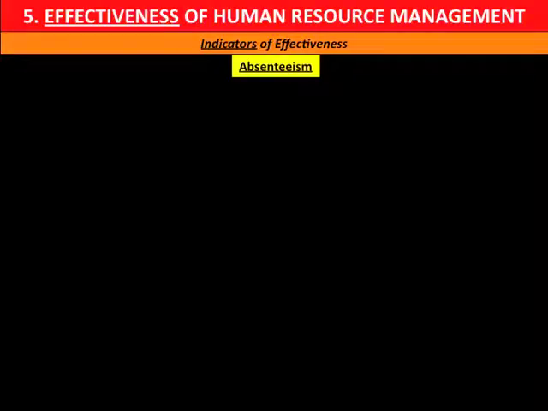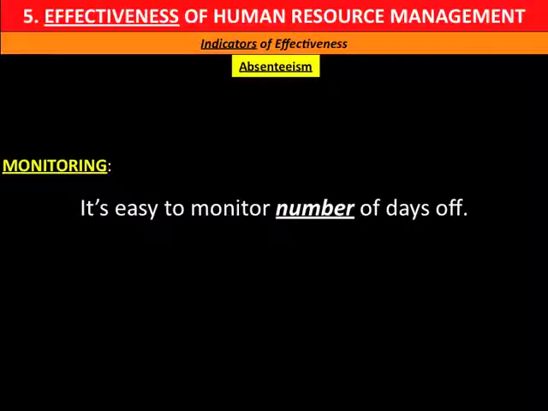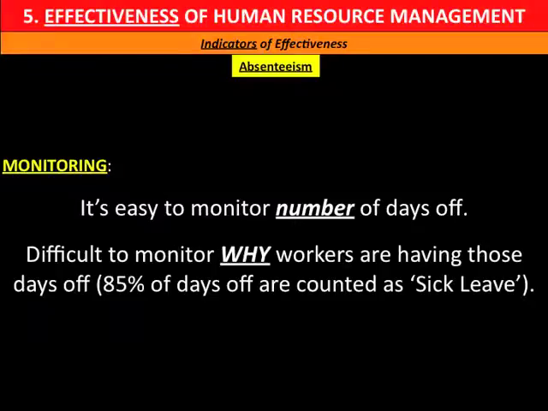Absenteeism is about how many days workers are having off, and it's really easy to monitor because you can monitor the number of days off. But really, we're not seeing whether these workers are really sick or not. 85% of workers taking a day off are going to say that it's sick leave. So if 85% of the days are counted as sick leave, you could either have some really sick employees who are getting sick all the time, in which case there might be a workplace health and safety issue. We just get rid of the asbestos in the office.